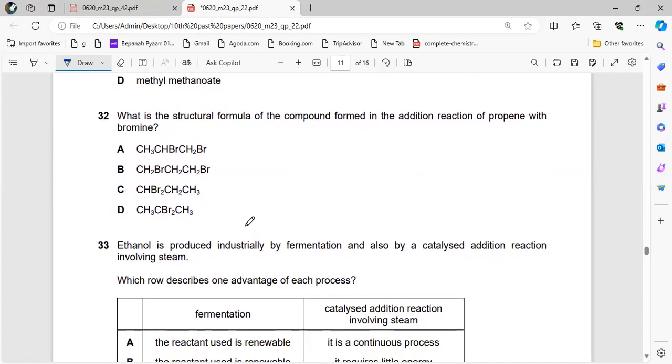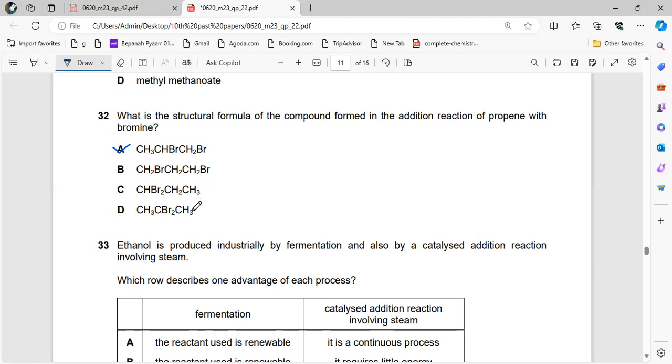What is the structural formula of the compound formed in the addition reaction of propene with bromine? Now, in this case, when propene reacts with bromine, the bromine is added to both the carbons which are having the double bond between them. Okay, so in these options, we have the first option itself CH3CHBrCH2Br. Okay. In the rest of the options, bromine is added in the second option to two different carbon atoms, which is not possible. In option C, only one bromine is added, which is again not possible.